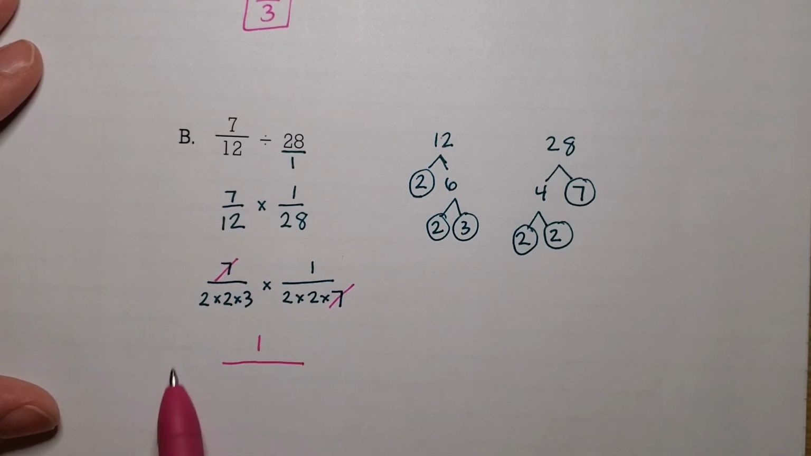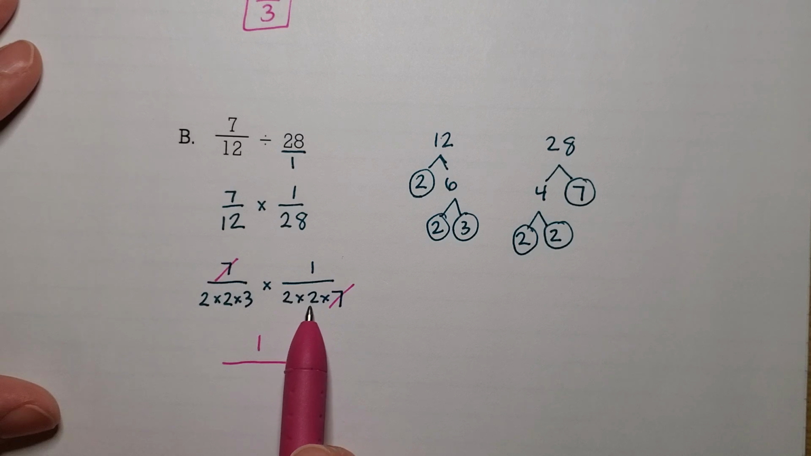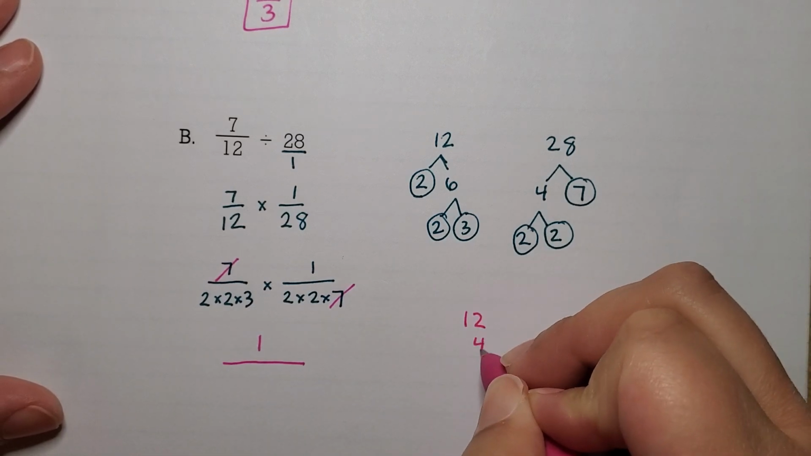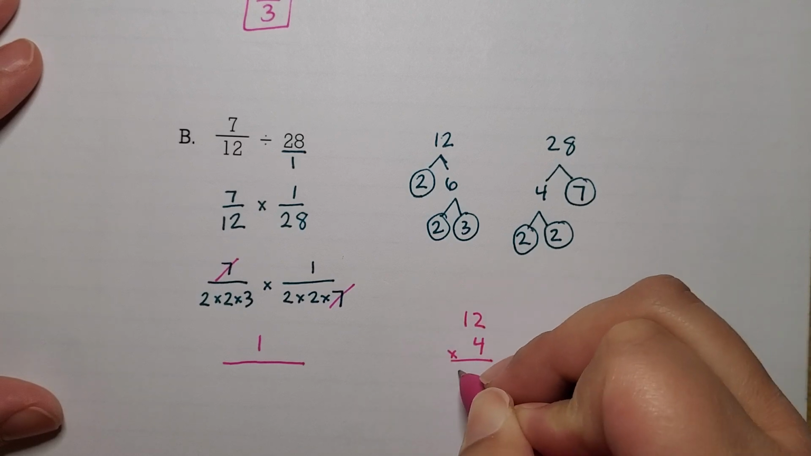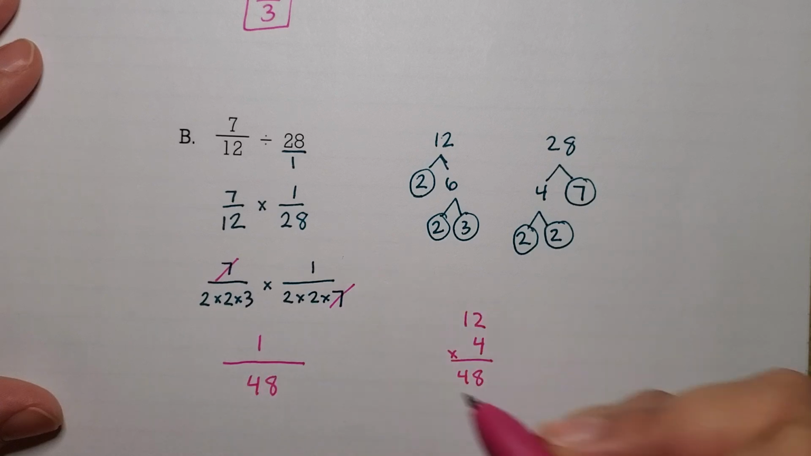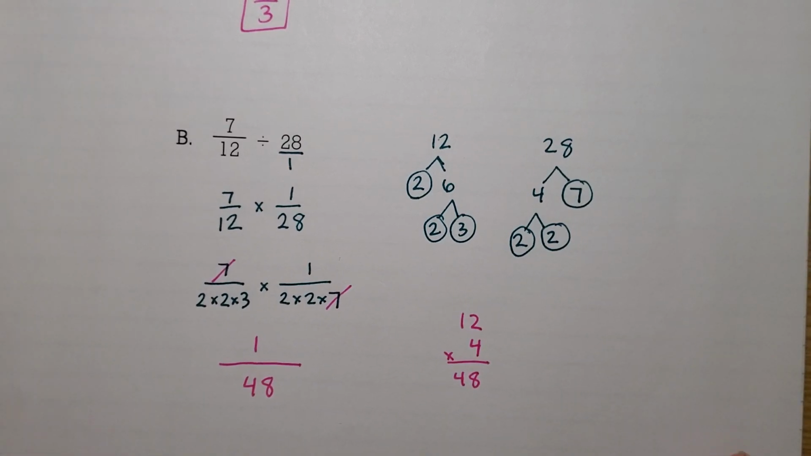So we have 2 times 2, which is 4, times 3 is 12. And then over here we have a 2 times 2, which is 4. So we're going to get 12 times 4, which is 48. So we get 1 over 48. All right, and checking my work from last time as well, that's what we got last time when we solved this question too.